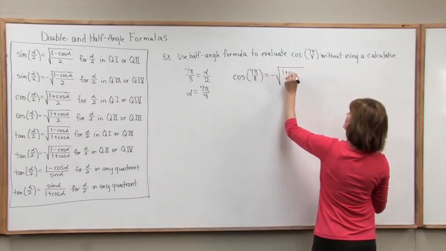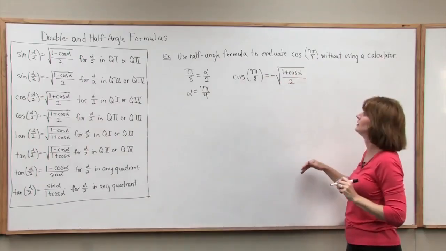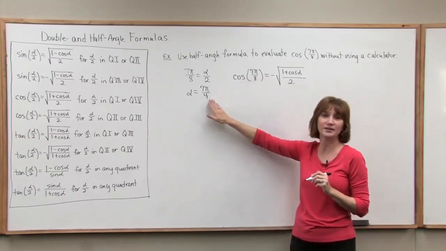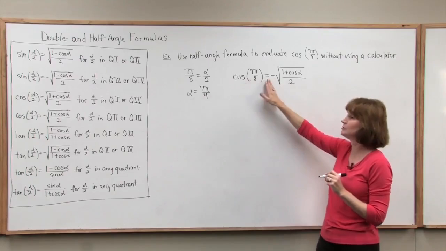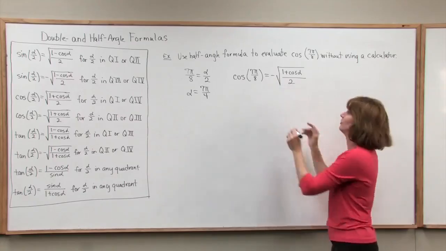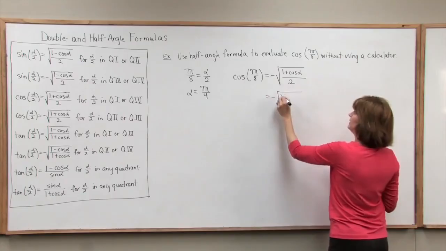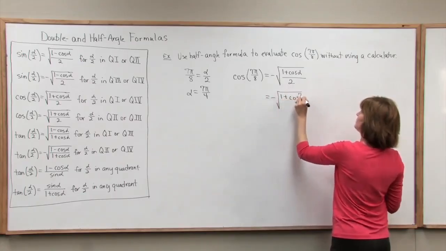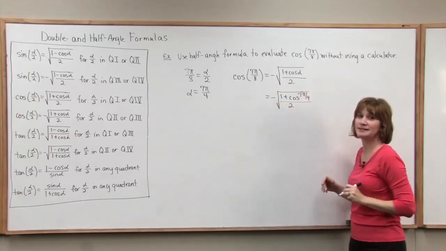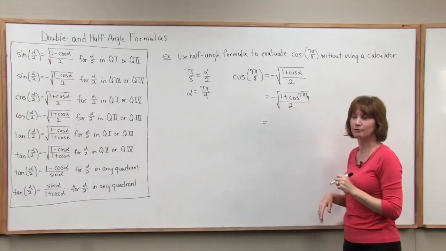It's 1 plus cosine alpha over 2. A lot of students make the mistake of choosing the sign based on alpha. Don't do that. You always choose the formula based on where alpha over 2 is. Always write down the formula and then plug in your value. We found alpha to be 7 pi over 4, so we want the cosine of 7 pi over 4. Don't skip any steps. And then you have to find the cosine of 7 pi over 4.